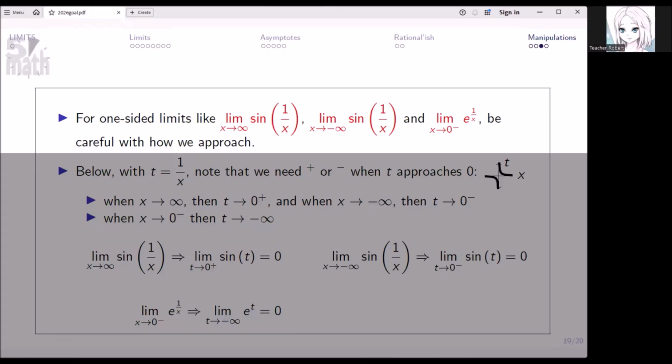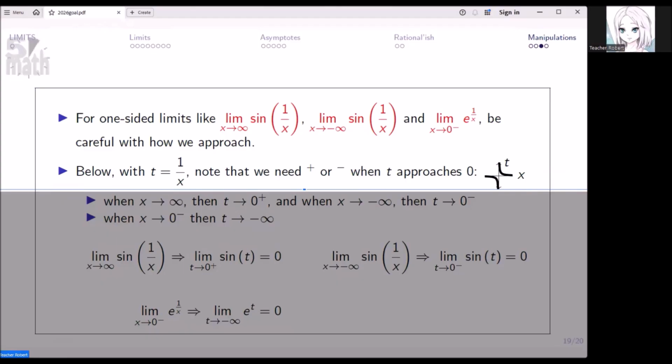For one-sided limits, like the limit as x approaches infinity of sine 1 over x, the limit as x approaches minus infinity of sine 1 over x, and the limit as x approaches 0 from the negative of e to the 1 over x, be careful with how we approach.